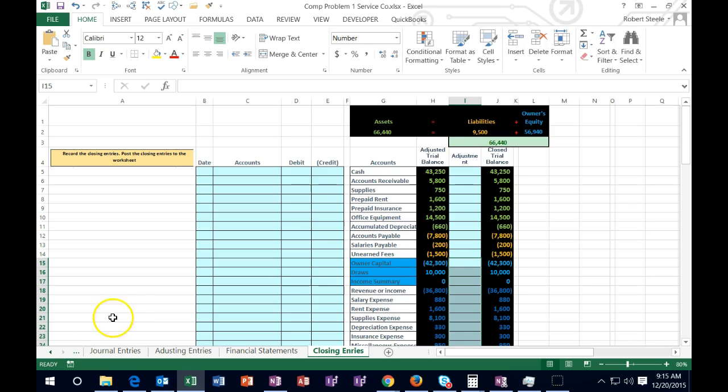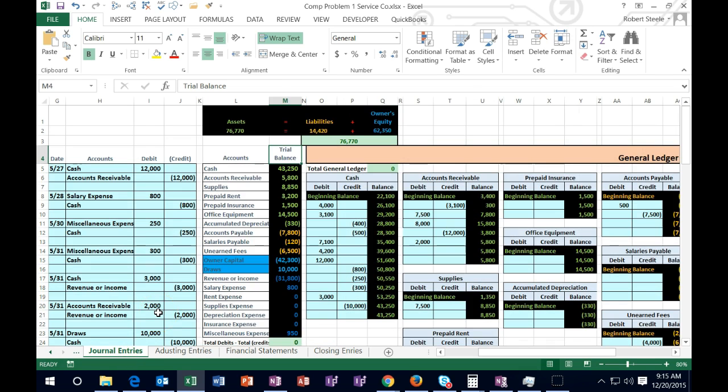Hello, in this lecture we will complete the comprehensive problem by completing the closing process. So up until this point we have done the adjusting journal entries. These are the transactions that happened during the month. We did it in the form of a journal entry. We then posted it to the general ledger, and then that created the trial balance here. Of course, that was all through the month of May, recording the transactions.